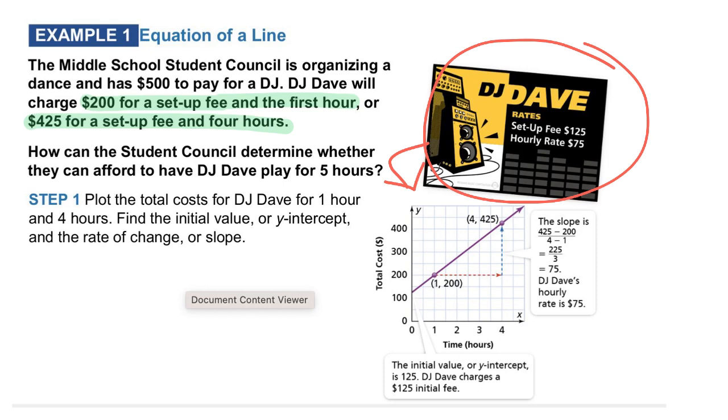From this, we can find our initial value, our y-intercept, and we can find the rate of change. So I would rather count up from 200 up to 425. From 200 to 425 gives me a rise of 225. And then I would count over from 1 to 4, which gives me a run of 3. If we divide that, we will get 75.